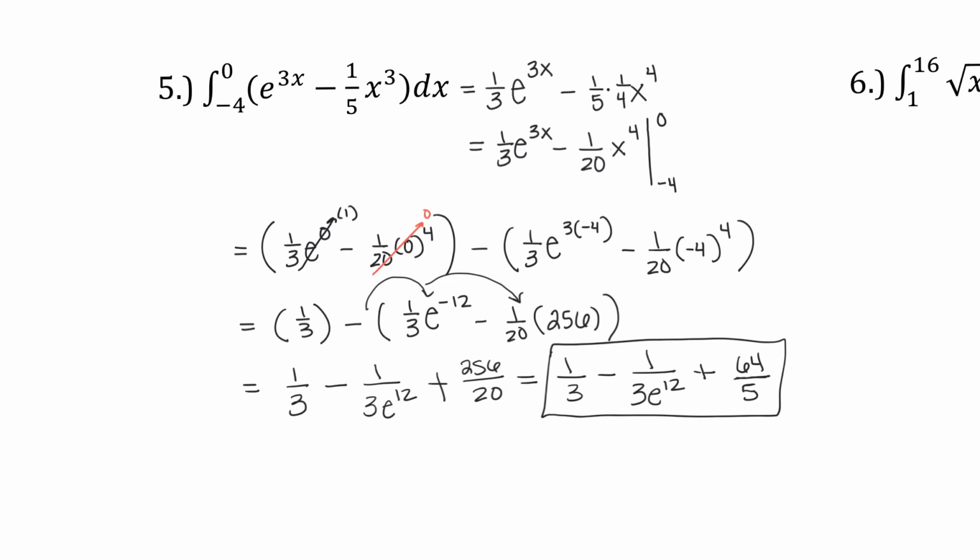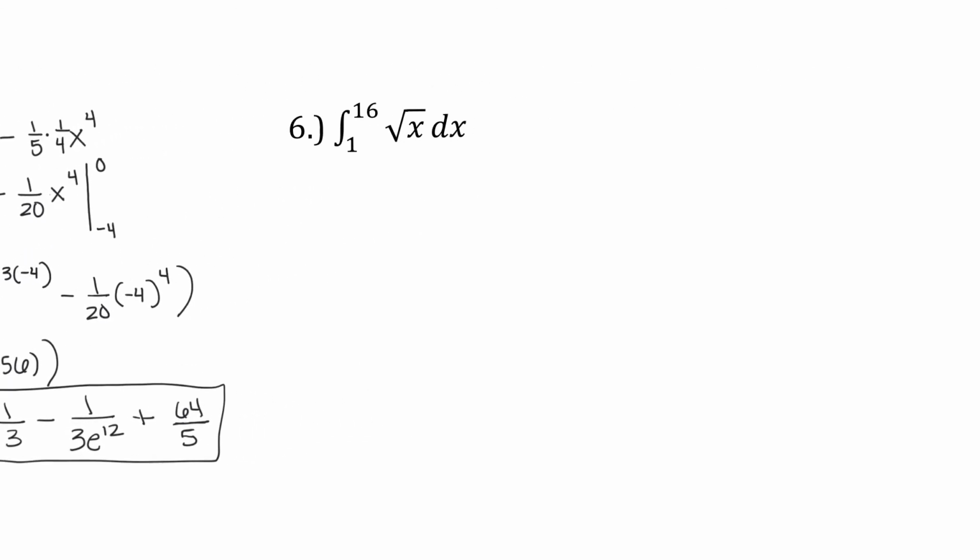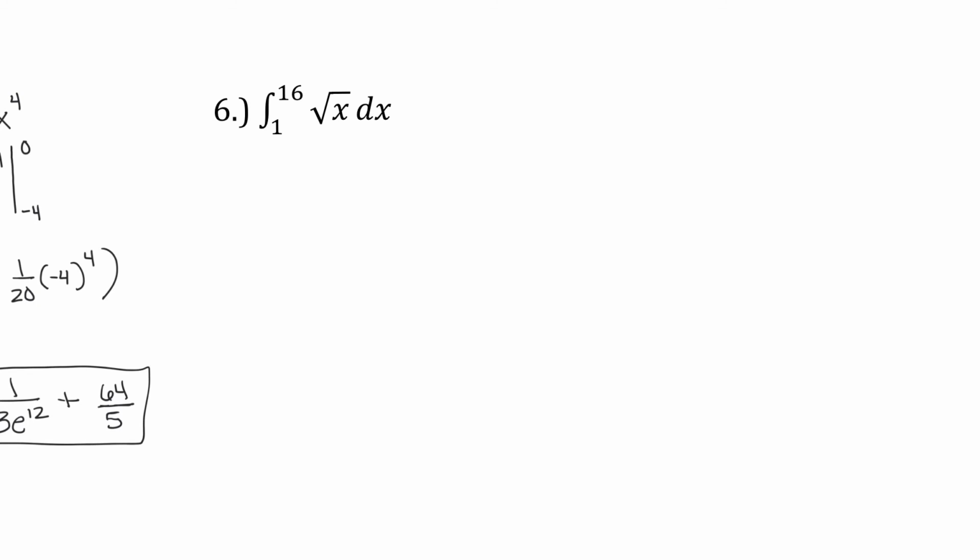All right, so I've got one more example to do. Example 6. I want to do the integral from 1 to 16 of the square root of x dx. First, I think it'll be good if we rewrite the square root of x as x to the 1/2 dx. It's going to help me take the antiderivative.